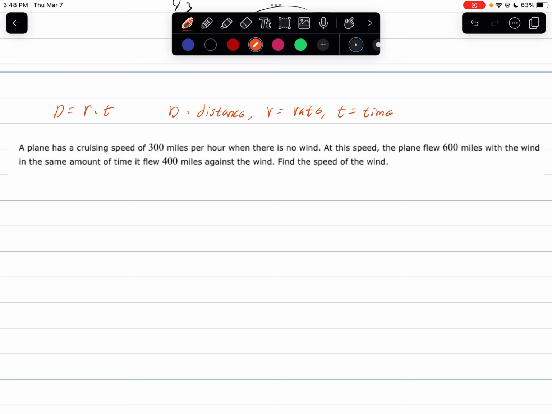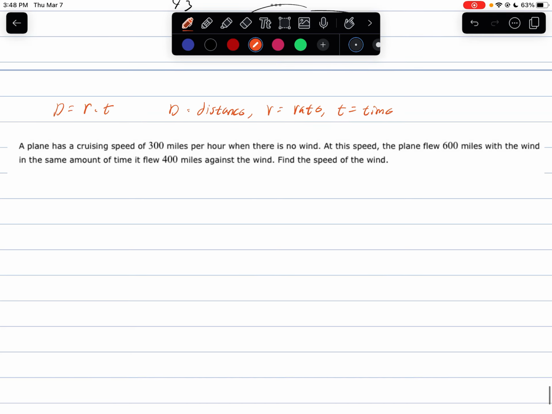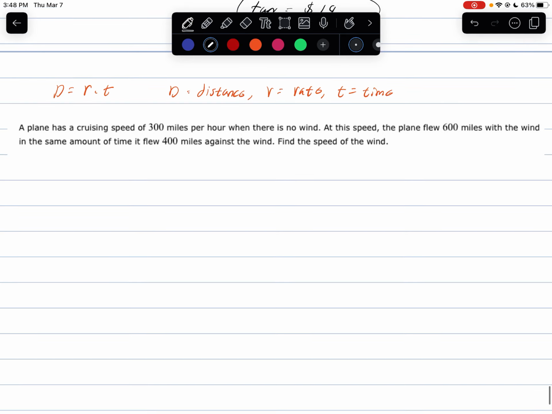Okay, so as long as your units are all good here, you should be able to find the distance traveled, the rate, which is the speed, or the time it takes to accomplish this, right? So let's look at a couple of examples here.